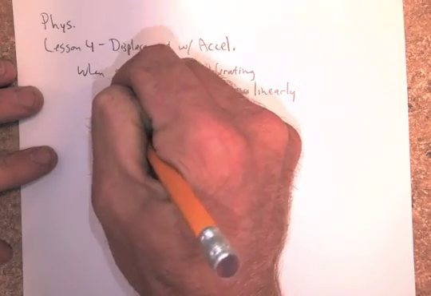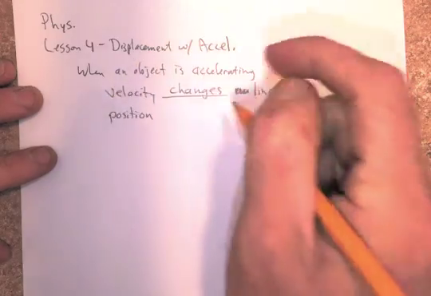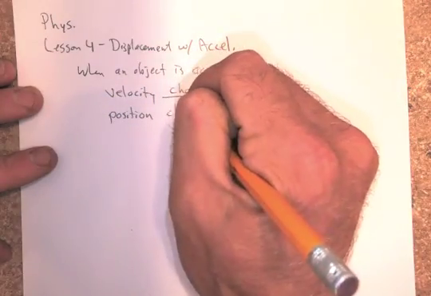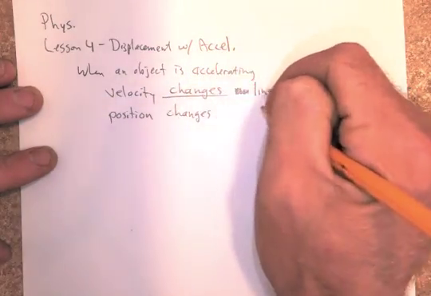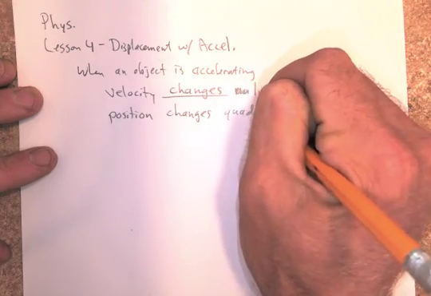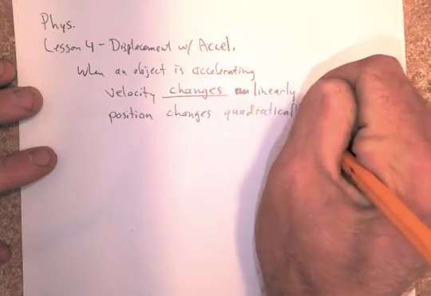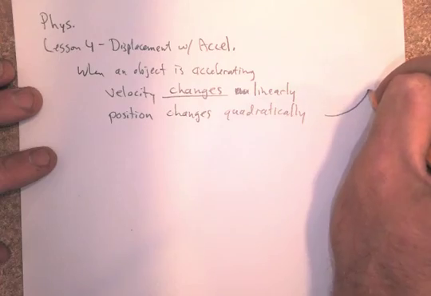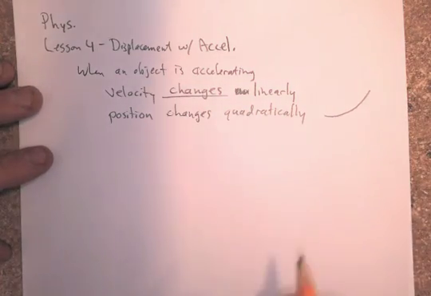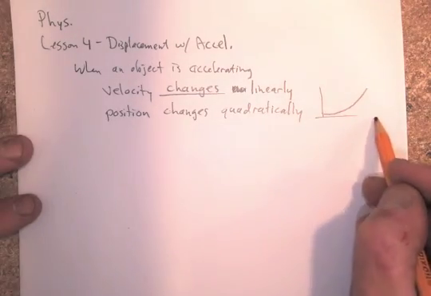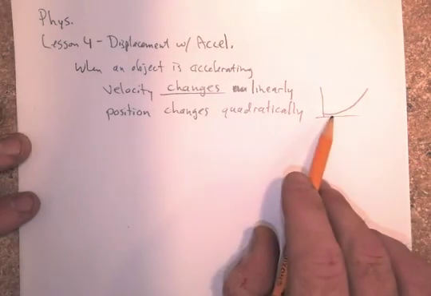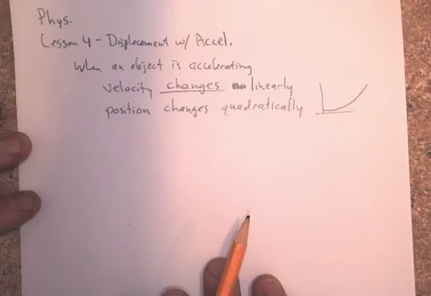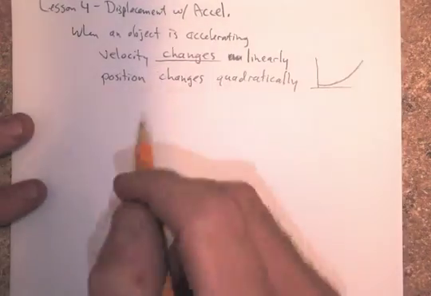Position is not linear, okay? Position changes quadratically, meaning it curves up like that if we graph position versus time, or maybe it curves down, okay, not linear, it's changing, the slope is constantly changing. So it's actually going to be a quadratic equation.